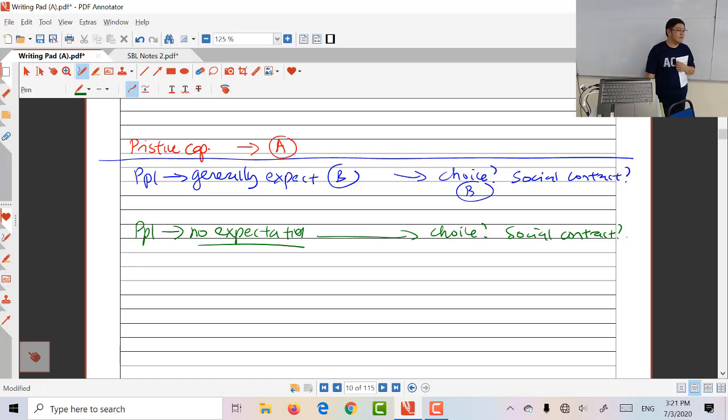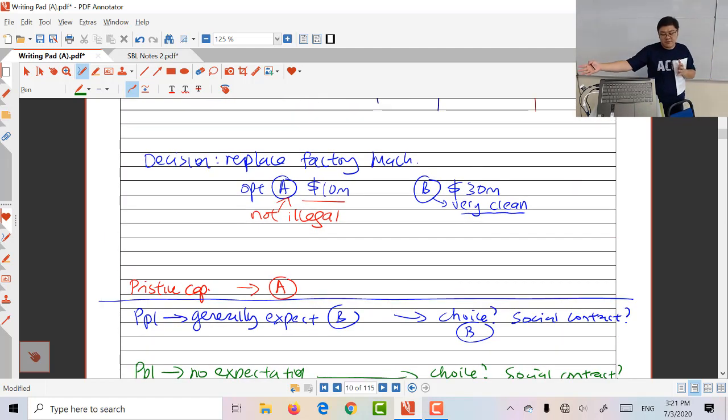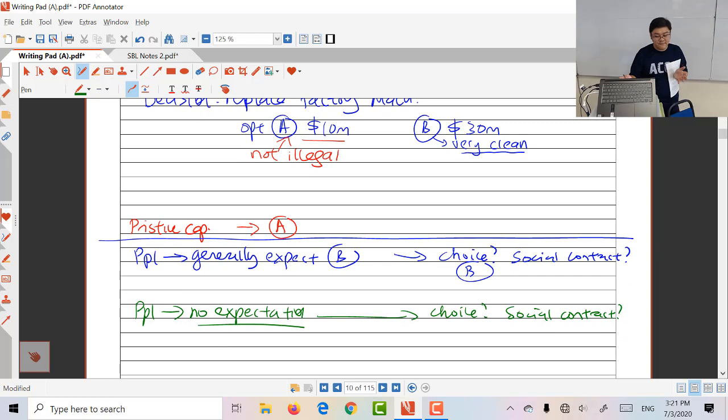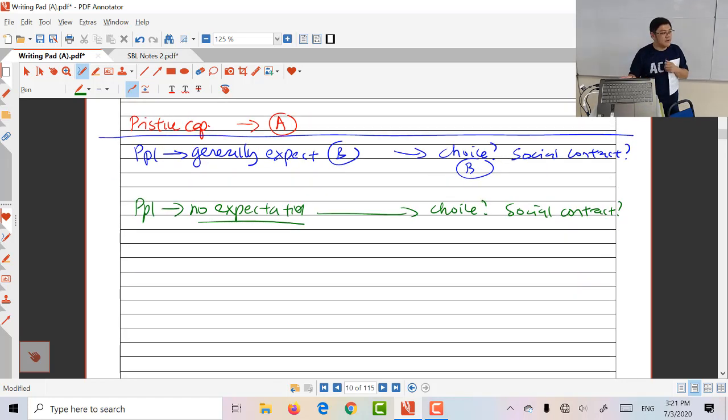Social contract. You are a social contractarian now. Just that the difference is the people don't have an expectation that you need to use machine B. So basically, it's up to you. You can use any machine you like, and machine A is not illegal. So in that case, which option will you take, A or B?